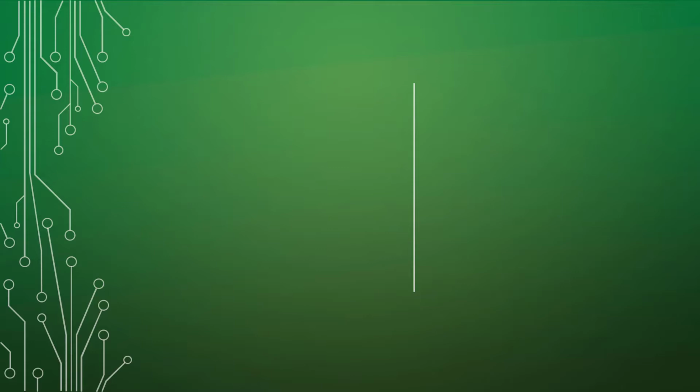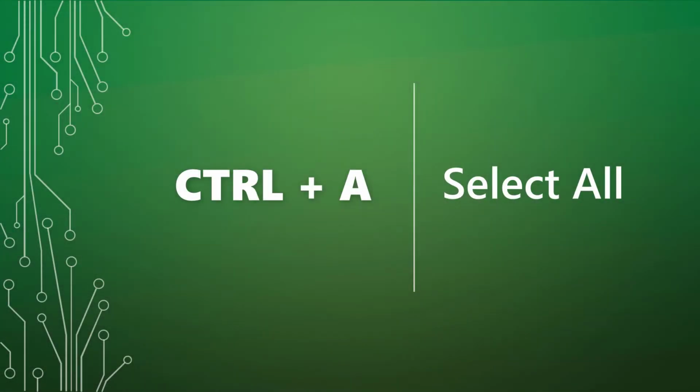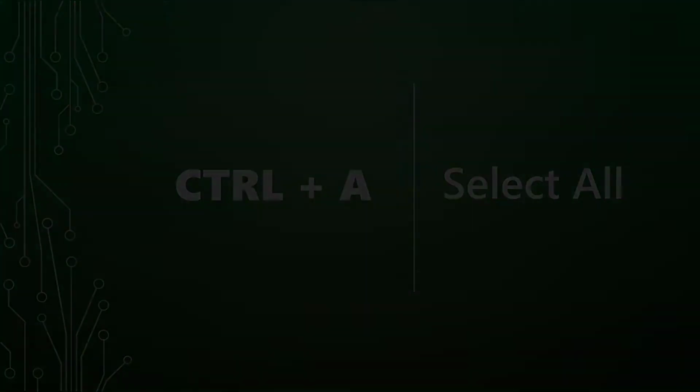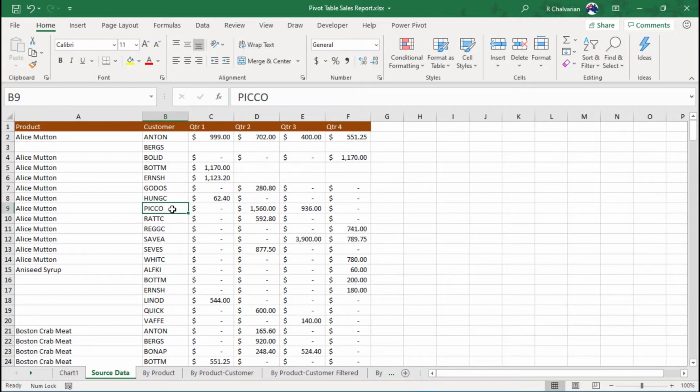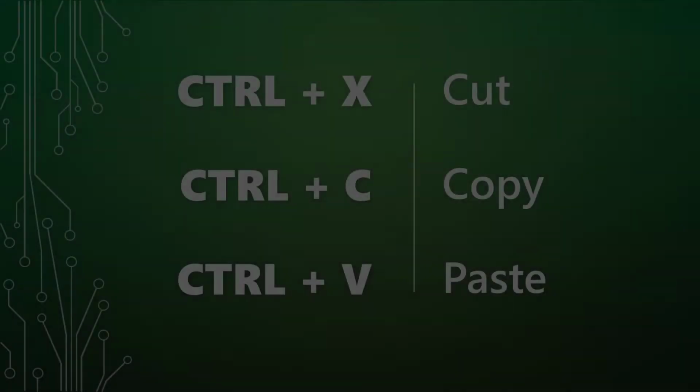Please note that during this tutorial, although I will cover all 26 letters of the alphabet, I will not be presenting them in alphabetical order from A to Z. The first keyboard shortcut is Ctrl+A. A for all. This allows you to select all your data. Useful when you're cutting or copying or moving data, for example.